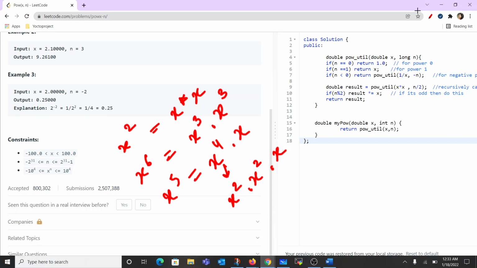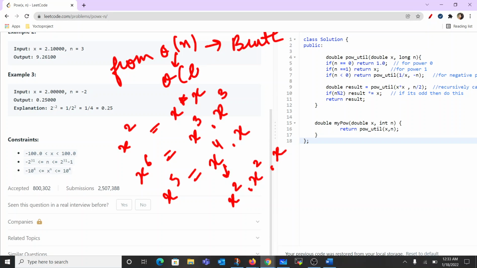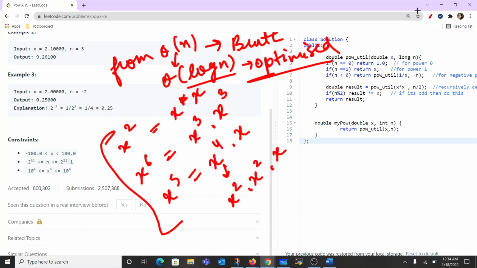right? Because of this, it simply comes up that we are dividing a larger problem into various subproblems. So here comes the idea of optimizing this particular solution. We are optimizing it from order of n, which was basically brute force, to order of log n, which is our optimized solution. So this is the idea of going from brute force to the optimized solution.